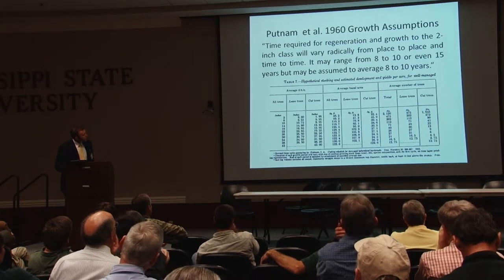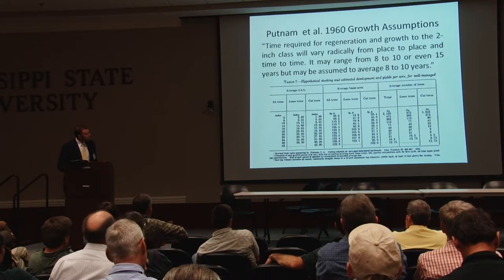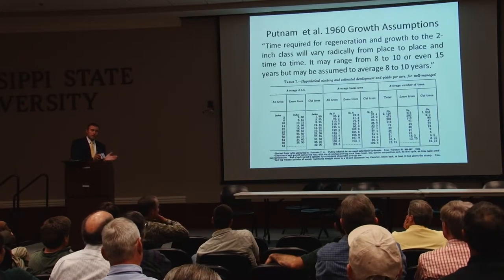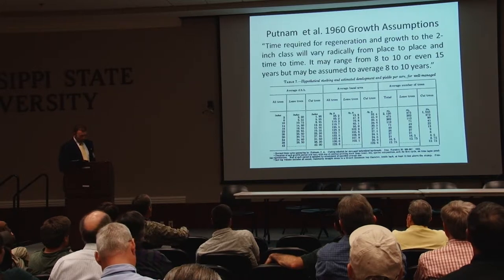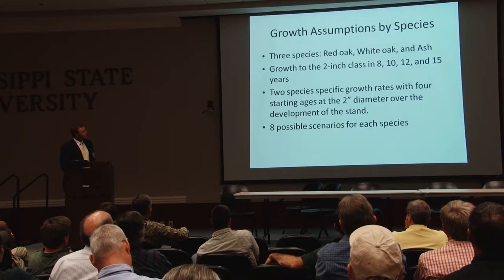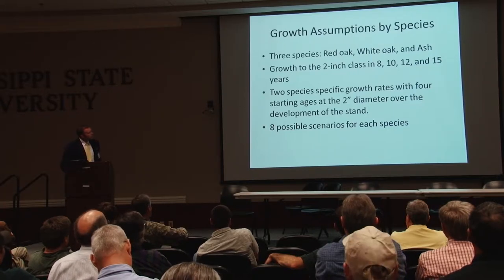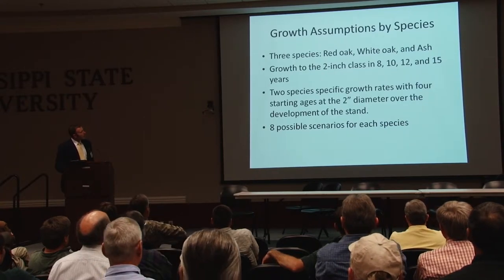There's a snapshot there of table seven, where he's showing the average diameters, basal area, and number of trees by diameter class. You open the book up, on the second side of the book across the spine, he gives the volume information that will be harvested. So again, we're looking at three species, red oak, white oak, and ash. We'll also include a grouping for mixed hardwood.